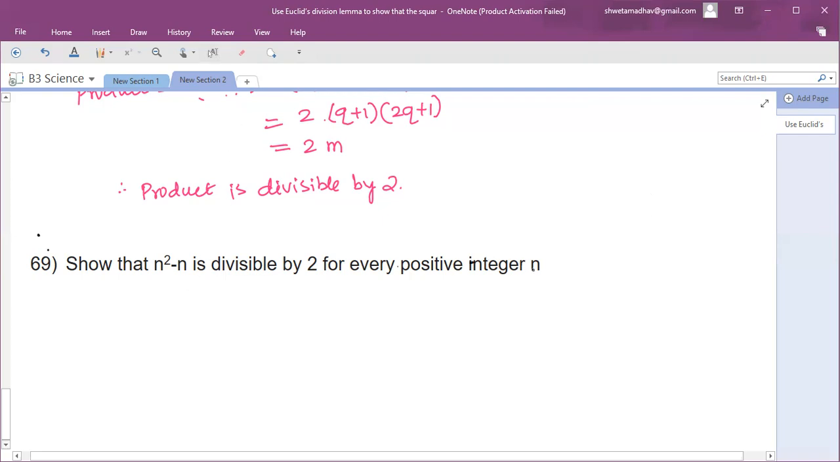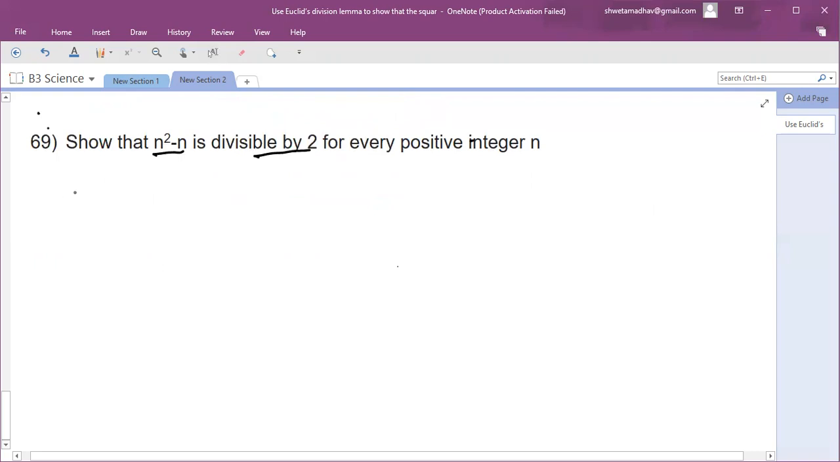Can you try this question? Similar to 68 exactly. N be any positive integer, and we have to show that n square minus n is divisible by 2. So what has to be done here? Ma'am, I don't know.